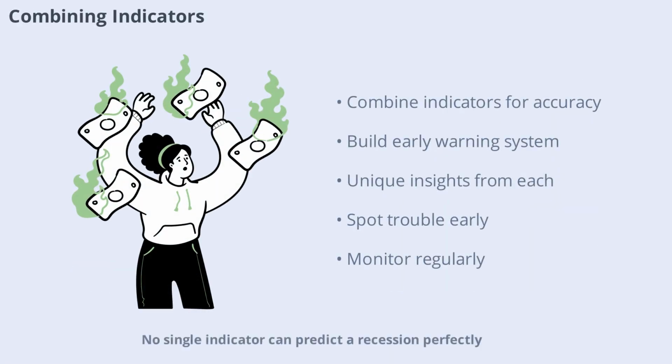No single indicator can predict a recession perfectly, but by combining multiple signals, you can build a powerful early warning system. The inverted yield curve, unemployment claims, consumer confidence, manufacturing activity, and stock market performance each provide unique insights. Together, they help you spot trouble before it arrives and make smarter decisions. Professional economists and institutional investors use these indicators to stay ahead of economic shifts. You can do the same by monitoring them regularly.